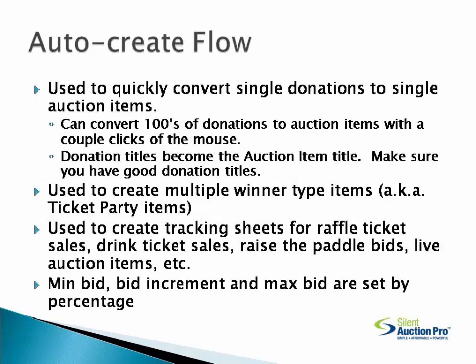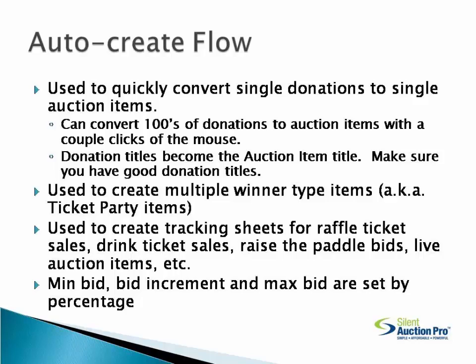The Auto Create flow is used to quickly convert single donations to single auction items. In fact, you can convert hundreds of donations to auction items with a couple clicks of the mouse. Donation titles become the auction item title, so it's really important that you have good donation titles before you go through this process. The Auto Create is also used to create multiple winner items, also known as ticket party items.